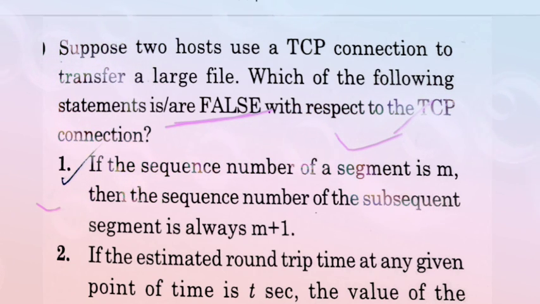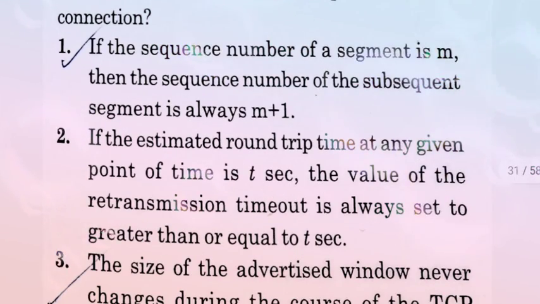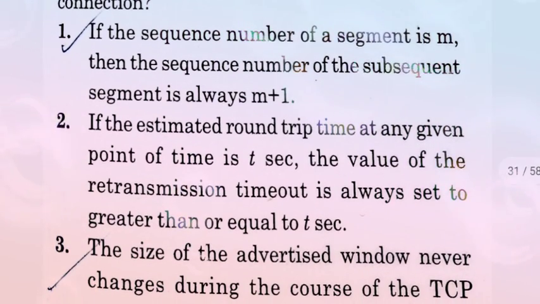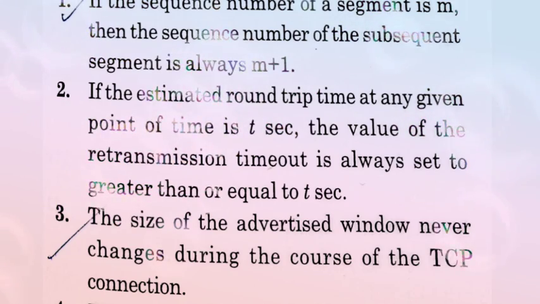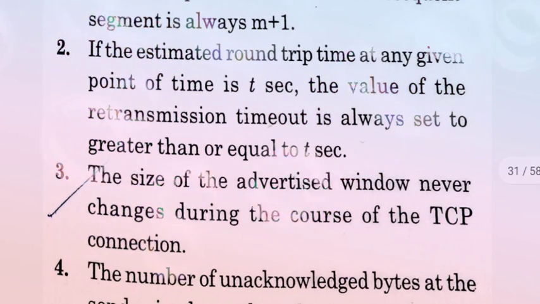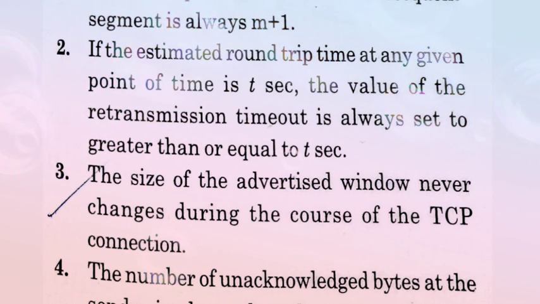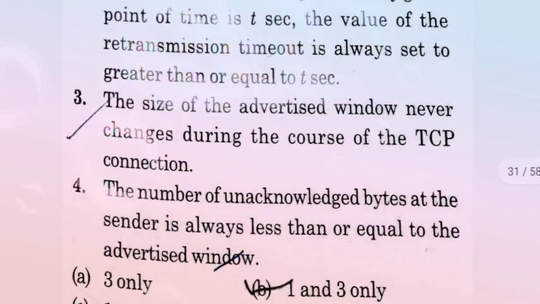Okay, why? Because we know that if the sequence number is M, then it is not necessarily M plus 1. It may be M only. Now the next false statement is the third. Why? Because here it says the size of the advertised window never changes during the course of the TCP connection. No, it changes during the TCP connection. So the first and third statements are incorrect.